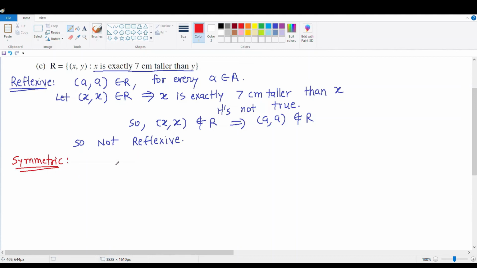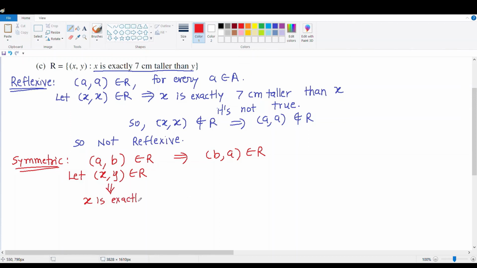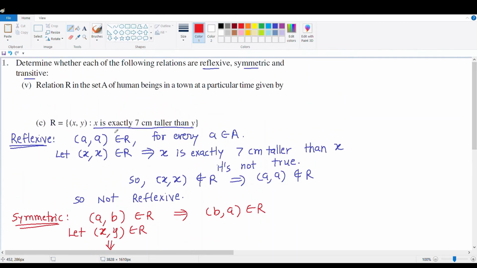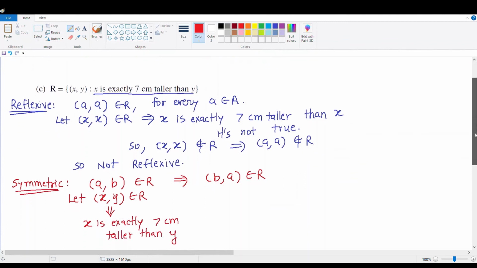Now definition of symmetric is what? That if you have (A, B) belongs to R, then you must have (B, A) belong to R. Now here again let (X, Y) belong to R. So this means what? That X is exactly 7 centimeter taller than Y. That's what we were given, right? This condition. X is exactly 7 centimeter taller than Y.